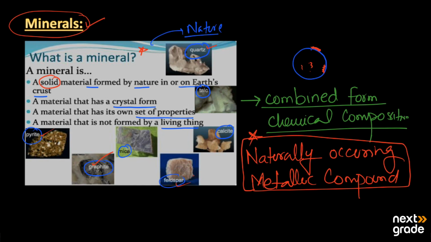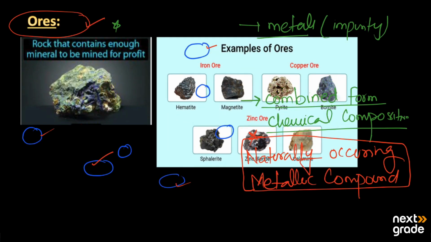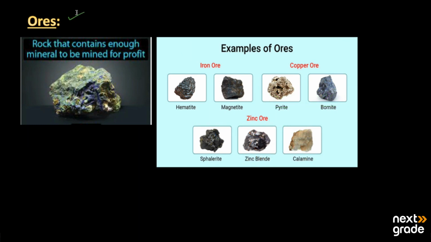So the solid natural material that is found in or on the earth's surface, and that contains different compounds of the metals in the combined state along with the earth's impurity, is known as the mineral. Then we have the second form. This is called an ore.